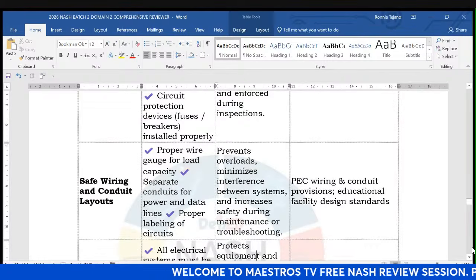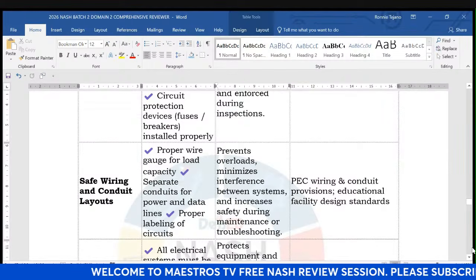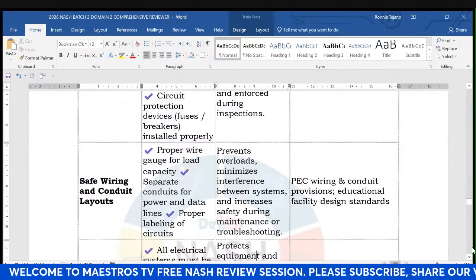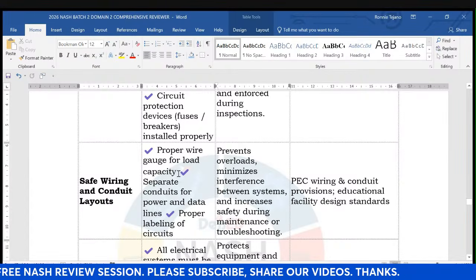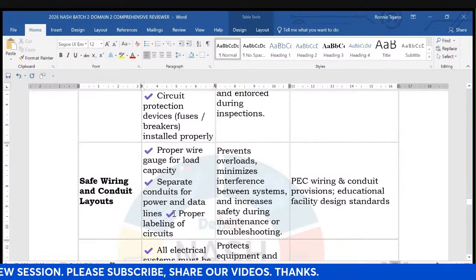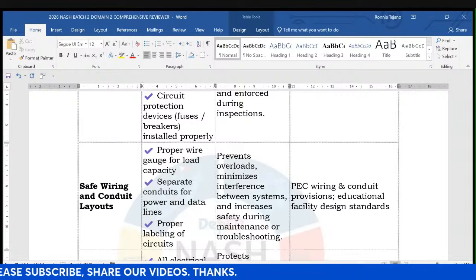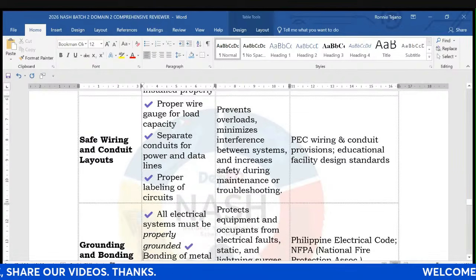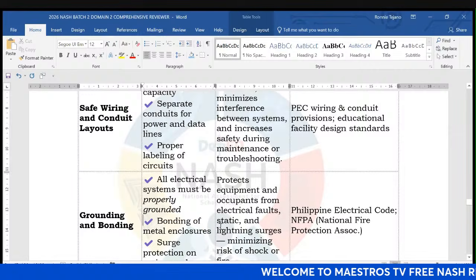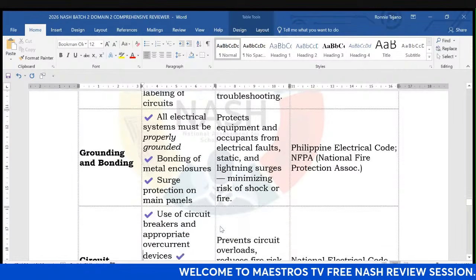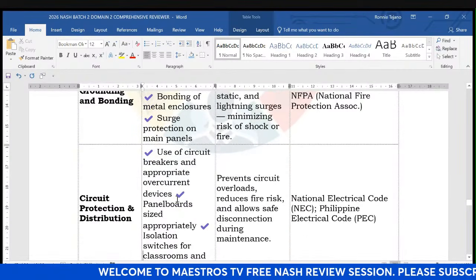For safety, wiring and conduit layouts should be properly wired, separate the conduits, and properly labeled. So far naman, pasok naman lahat ang mga grounding, wala namang nakukuryente. Ang batas ay set, no?